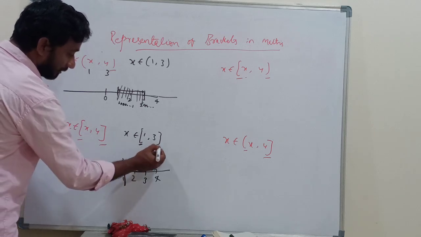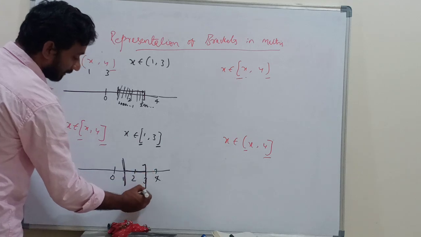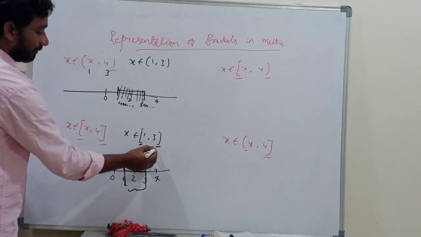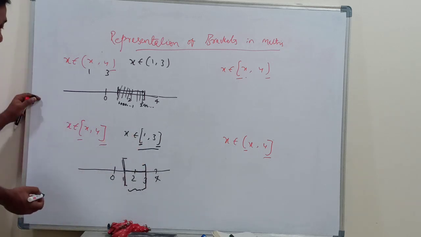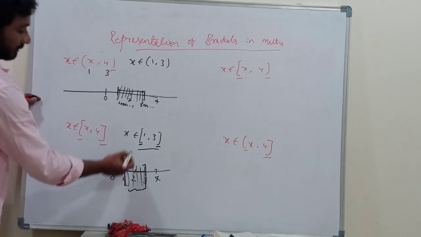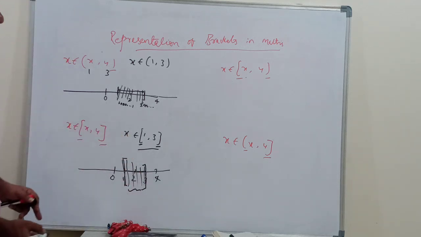This 3 is a closing bracket, right? This closing bracket ends with 3. So this whole portion comes under x belongs to closed bracket 1 comma 3 closed bracket.